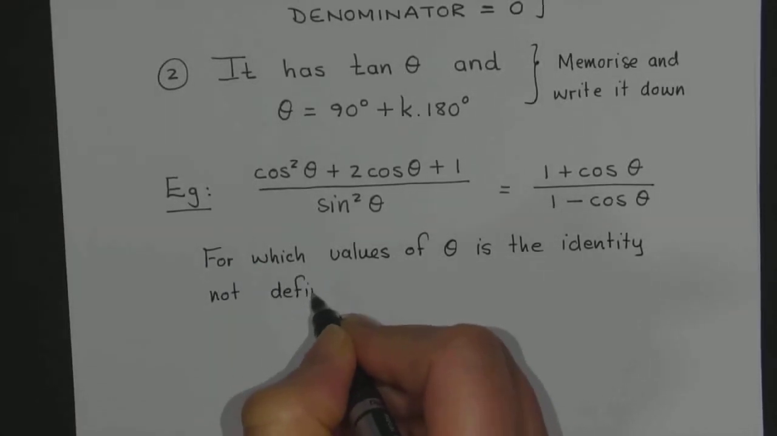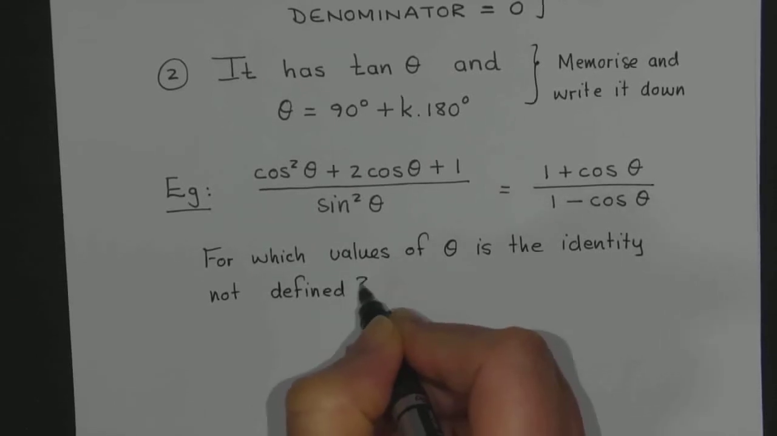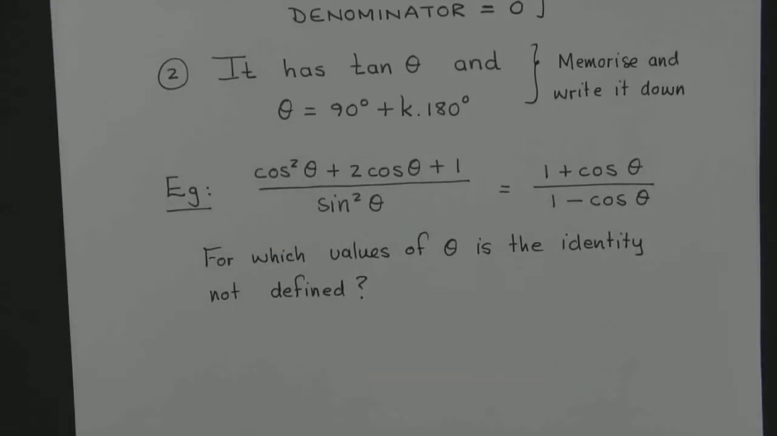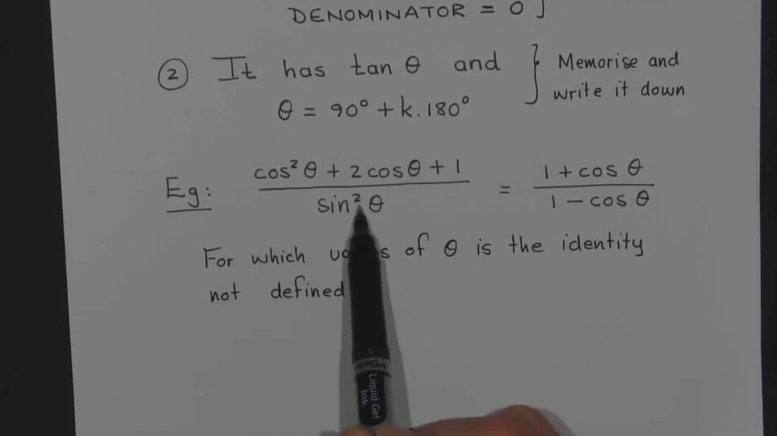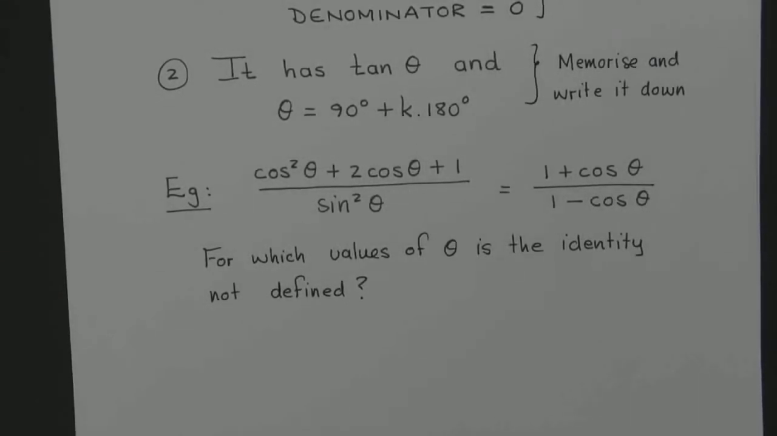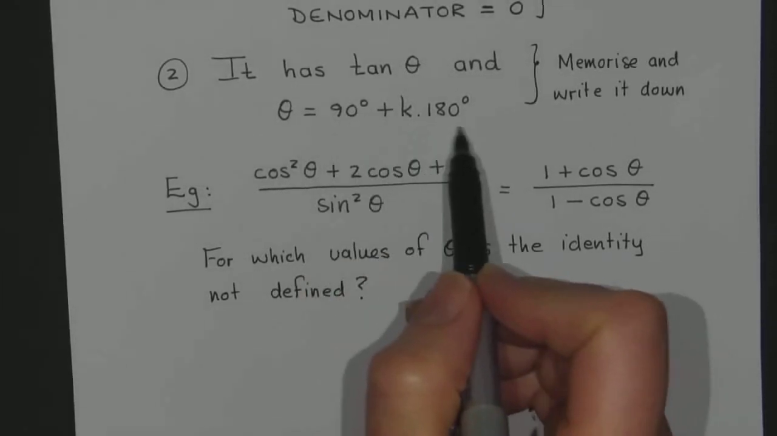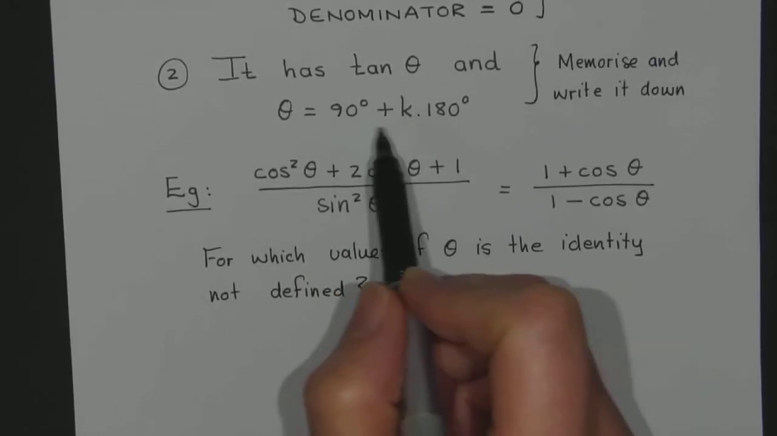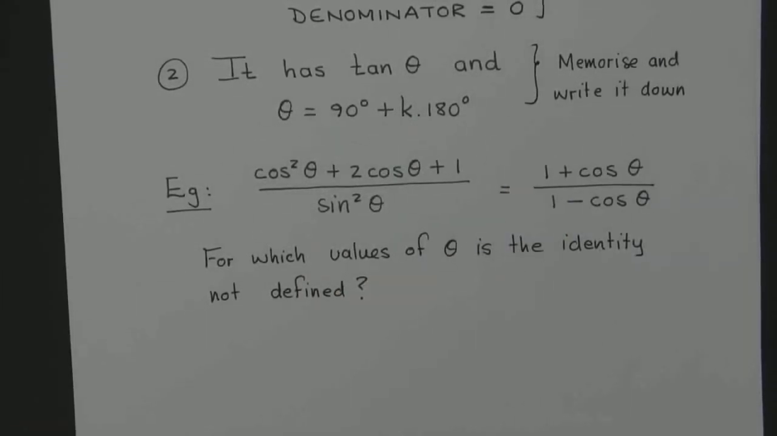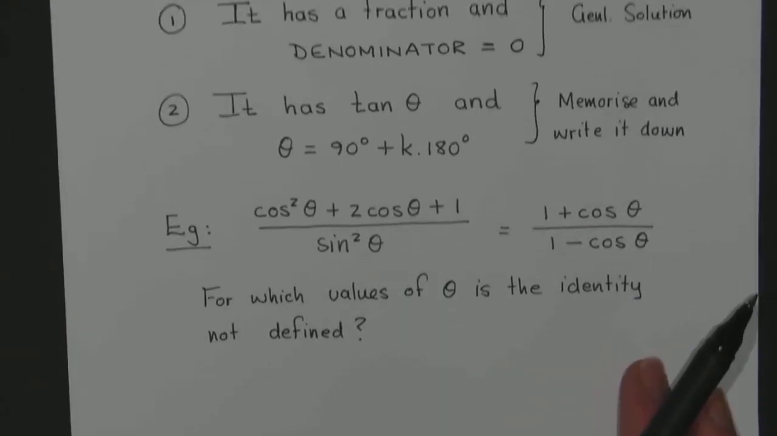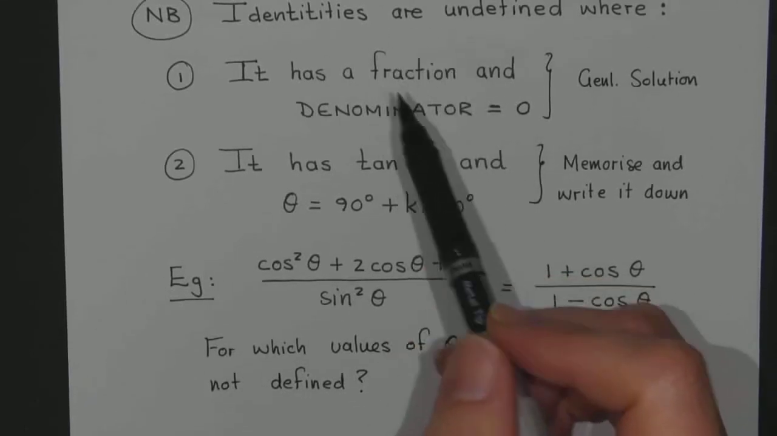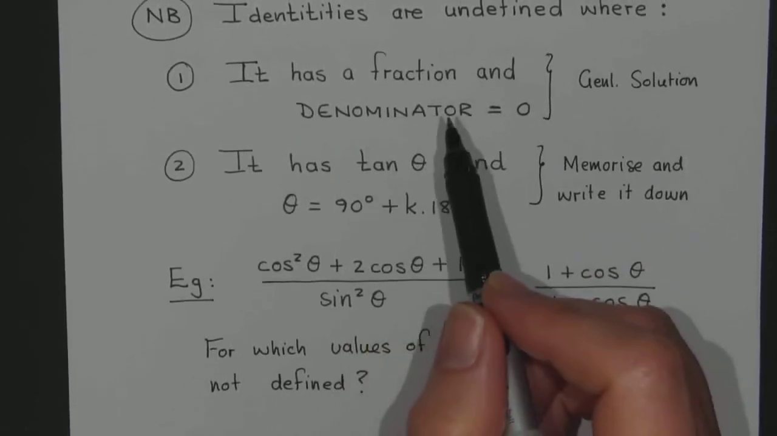So that's the question. For which values of theta is the identity not defined? All you have to do is first check for tan. Nope, nope, nope. There's no tan in this, so I do not write that down. I only write that down if there's a tan theta in my identity. But there are fractions. So now, because there are fractions, I have to go.